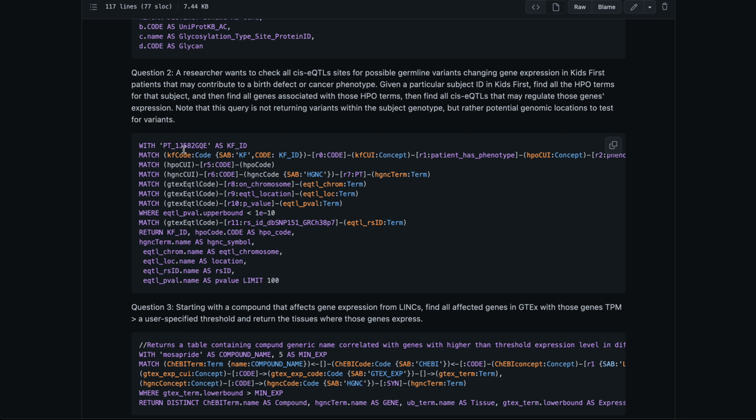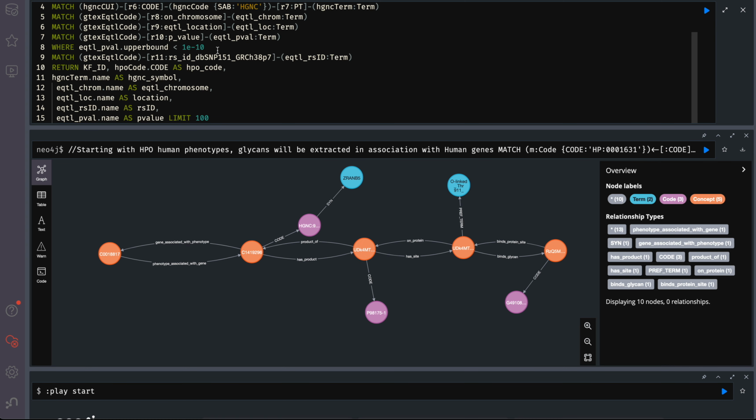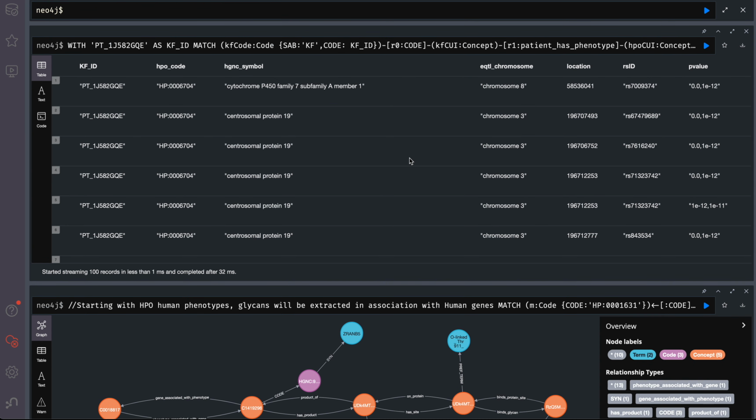So here's a patient ID in Kids First. We're going to ask the engine to find us all the phenotypes from that child, all of the genes associated with that phenotype that have been annotated in the public domain. Then find us all the cis-eQTLs associated with those genes, and return all the locations of those eQTLs, so that could then be used for a query against Kids First data. And I'm going to limit it to 100 because there's going to be a lot of results. You can see how quickly this query executed.